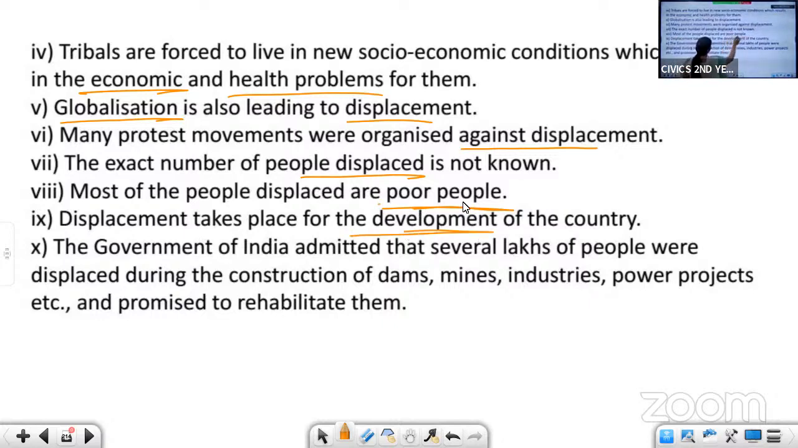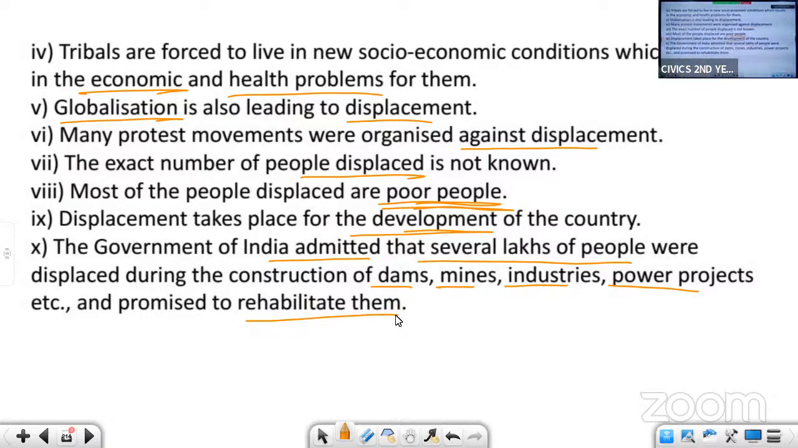But at the same time, these people are affected socially. They cannot adjust to the city life. Economically, the standard of living will reduce. So the government of India admitted that several lakhs of people were displaced during the construction of dams, mines, industries, power projects, etc. And it also promised to rehabilitate them.